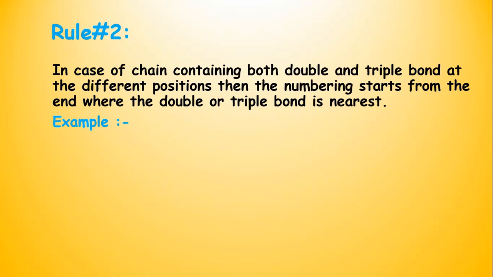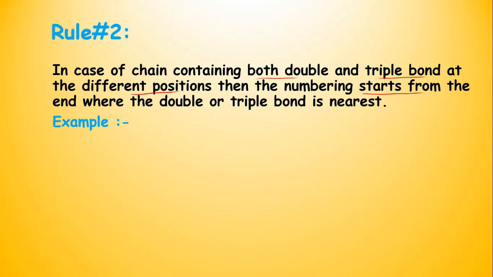So now we are moving towards rule number 2. In case of a chain containing both double and triple bond at different positions, now the carbon-carbon double covalent bond and triple covalent bond are not at the equal position but at different positions, then we will start the numbering from that end where the double or triple bond is near. We will focus on where the carbon-carbon double bond is near, or the carbon-carbon triple bond is near. From that end we will give the numbering.